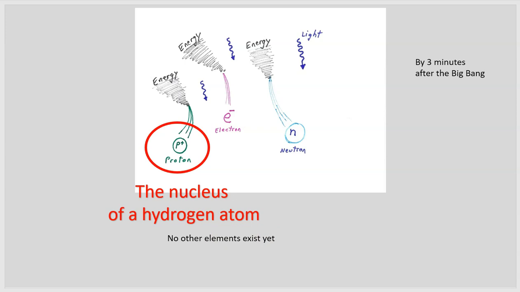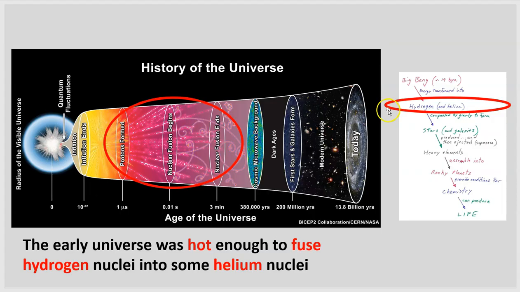So that brings us then to the next transition. Over here on the right, we'll see the formation of hydrogen and some helium. So we've got the Big Bang, the energy being transformed into particles of matter, these subatomic particles that will assemble into hydrogen and helium atoms. But before we get to the atoms, the story begins with the formation of the nuclei of those atoms. So the early universe was hot enough to fuse hydrogen nuclei into some helium nuclei. And on our picture up here, that's this area right here. Nuclear fusion begins.